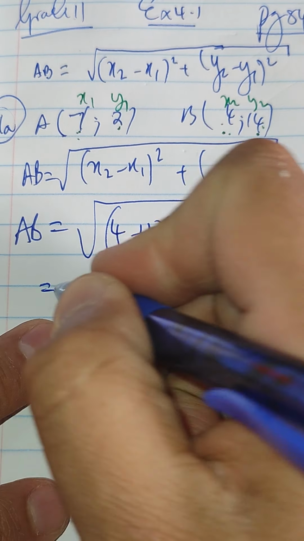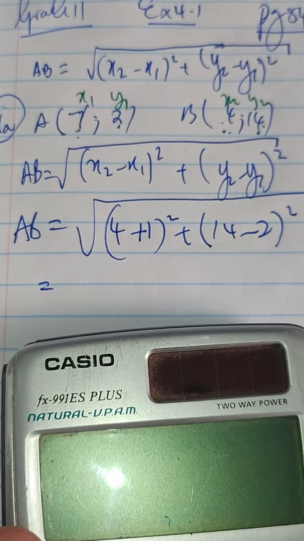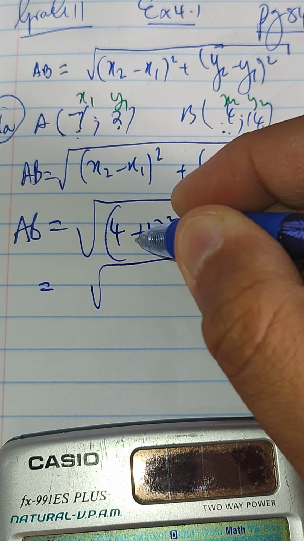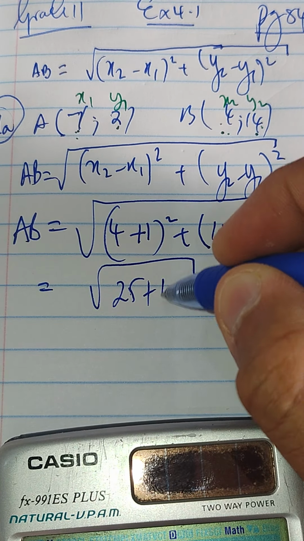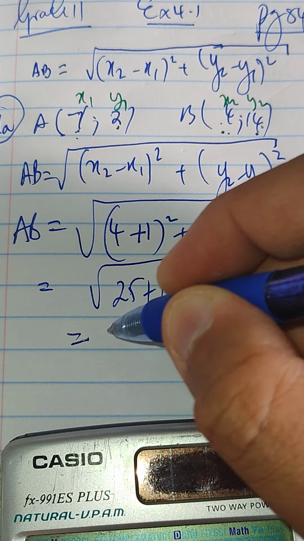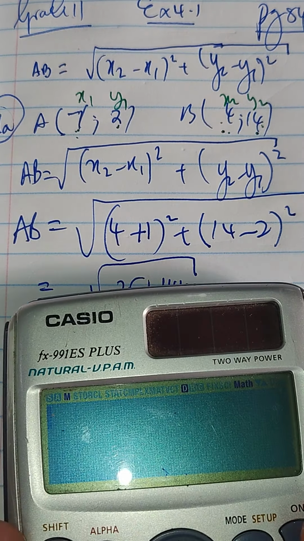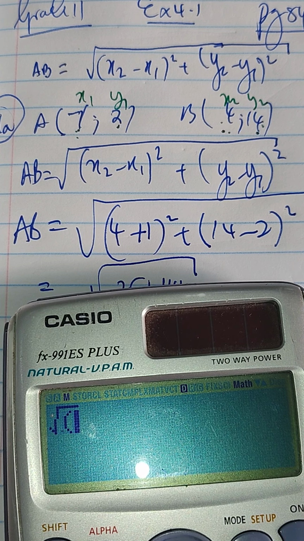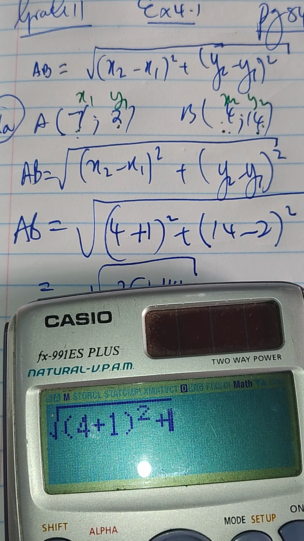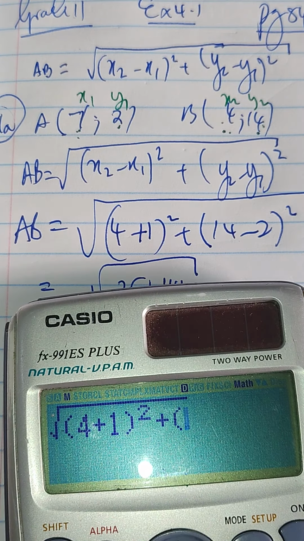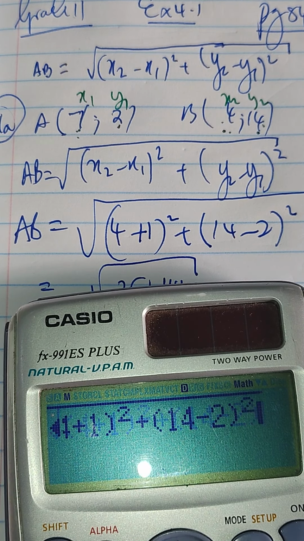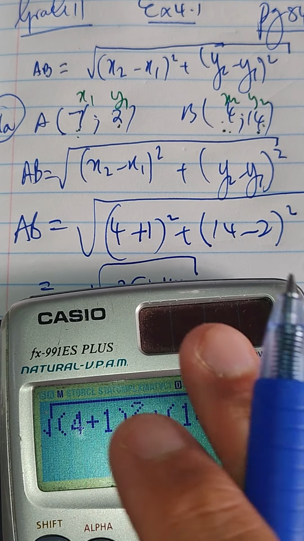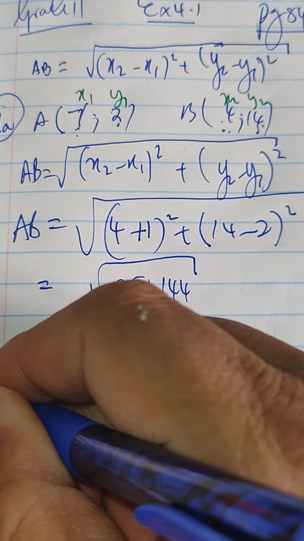Okay, so you can put it in the calculator. So it's going to be the square root of 5 squared, which is 25, plus 12 squared is 144, is 169, which is 13. Okay, let's check here. 4 plus 1 squared plus... you would have put this in the calculator and got your answer straight, you would have gotten the full mark anyway. Okay, let's look at 1c.